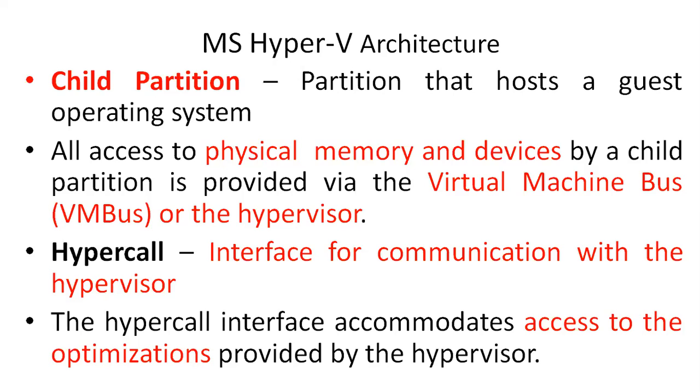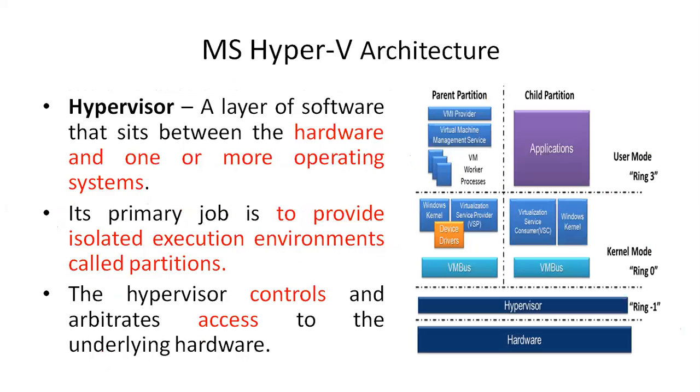Another important component here is the hypercall. What is a hypercall? A hypercall is an interface for communication with the hypervisor. In order to communicate with the hypervisor, you use the hypercall. The hypercall interface accommodates access to the optimizations provided by the hypervisor. And then another important component, the hypervisor. If you see the diagram, the hardware is at the bottom, and on top of the hardware you have the hypervisor, ring one.